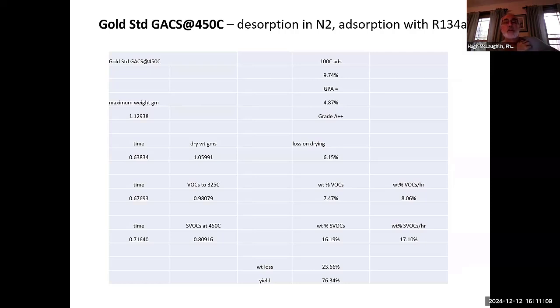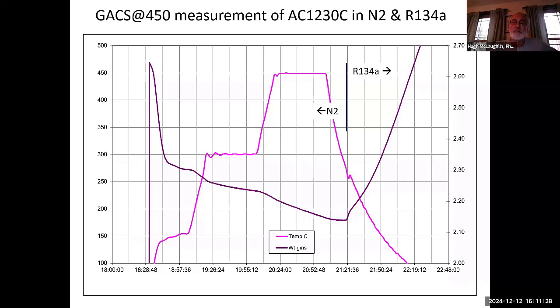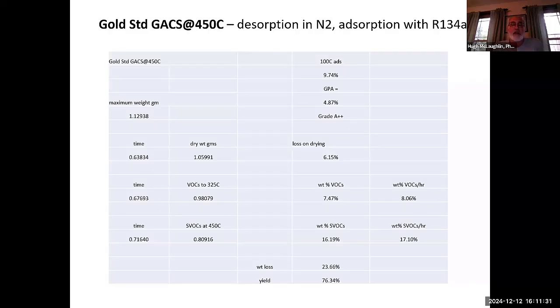Here's the gold standard, I call it. It is a very high quality material after you strip all the VOCs and the SVOCs out. And you can see a number of the measurements and the data reduction. You do the calculations based on the measurements of the raw data. We removed a total of 24% of the sample's weight after drying at those two temperatures. That's a lot of material.